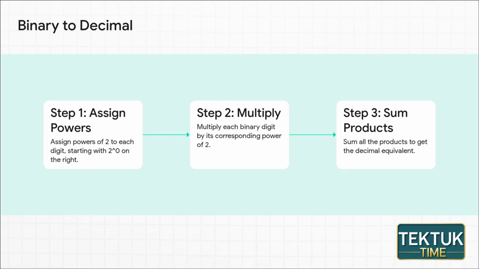Okay, but what about going the other way? How do we translate back? Well, for that, we use the positional method, and this one is all about place value. You know how in our numbers you have the ones place, the tens place, the hundreds place? It's the same idea, but with powers of 2. You start from the right with 2 to the power of 0, then 2 to the power of 1, and so on. All you do is multiply each binary digit by its position's value, and then just add it all up.